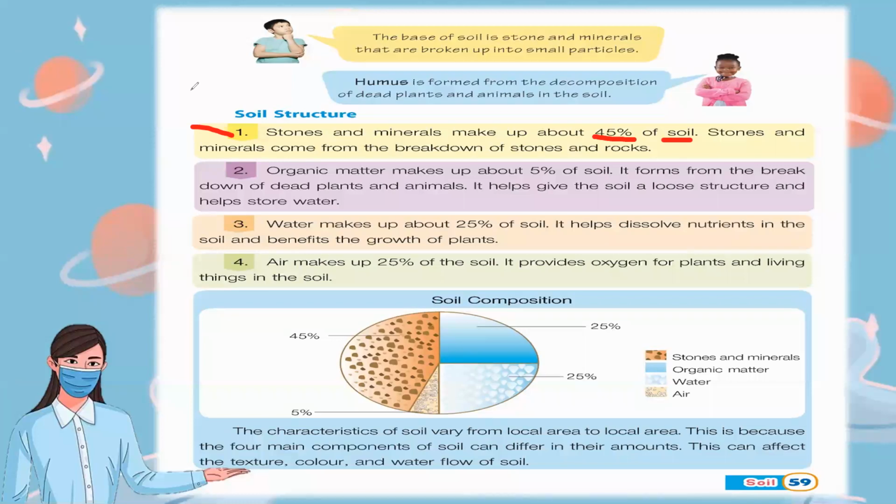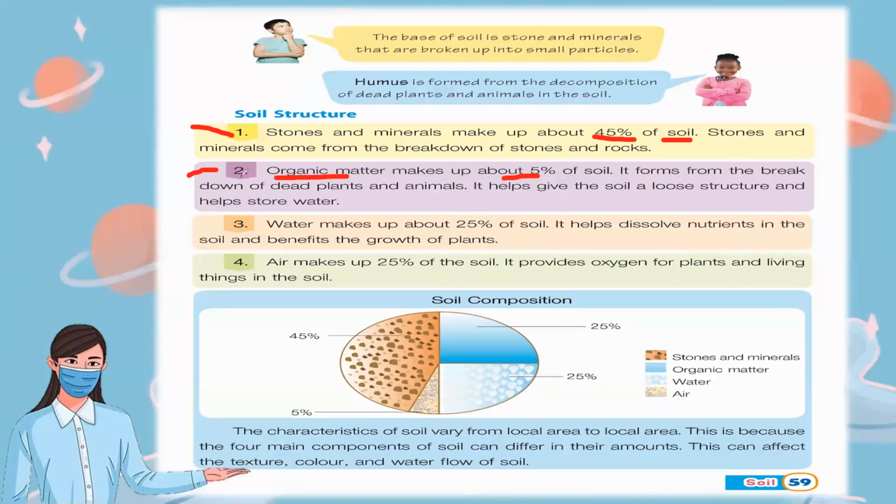Now, the second structure is organic matter, right? Organic matter makes up about 5% of soil, okay? It forms from the breakdown of dead plants and animals. It helps give the soil a loose structure and helps store water.